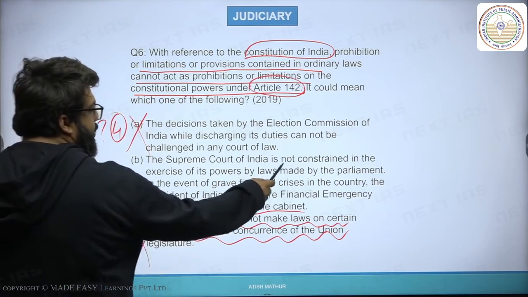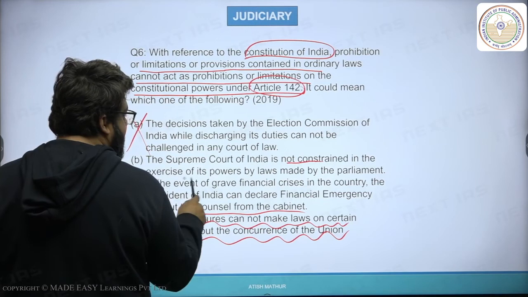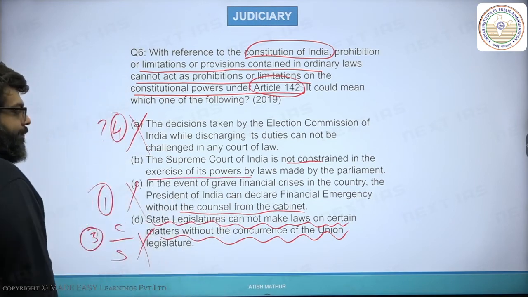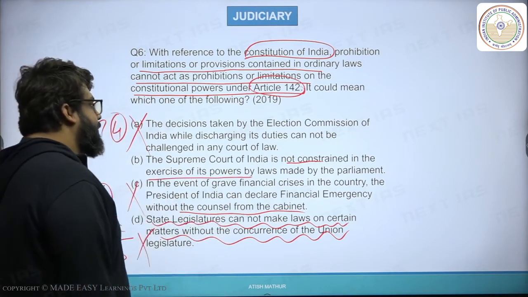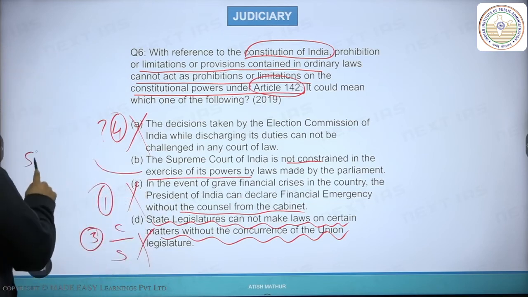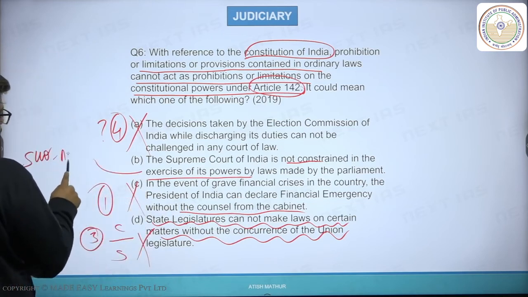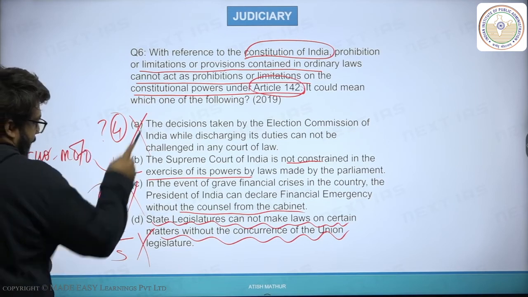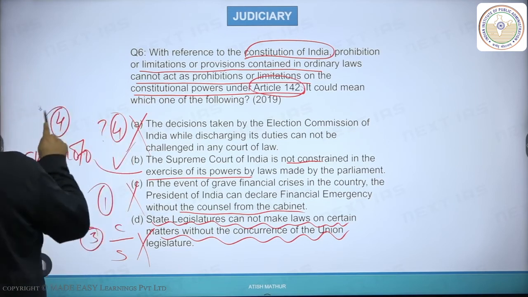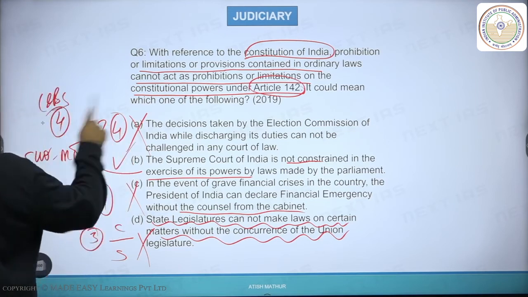The Supreme Court is not constrained by the exercise of its powers made by laws made by the parliament. This is nothing but suo moto. अगर मेरा मन करेगा तो मैं केस सुनेगा. ये सही है बिकॉज ऑफ रूल नंबर 4, चेक्स एंड बैलेंसेस.